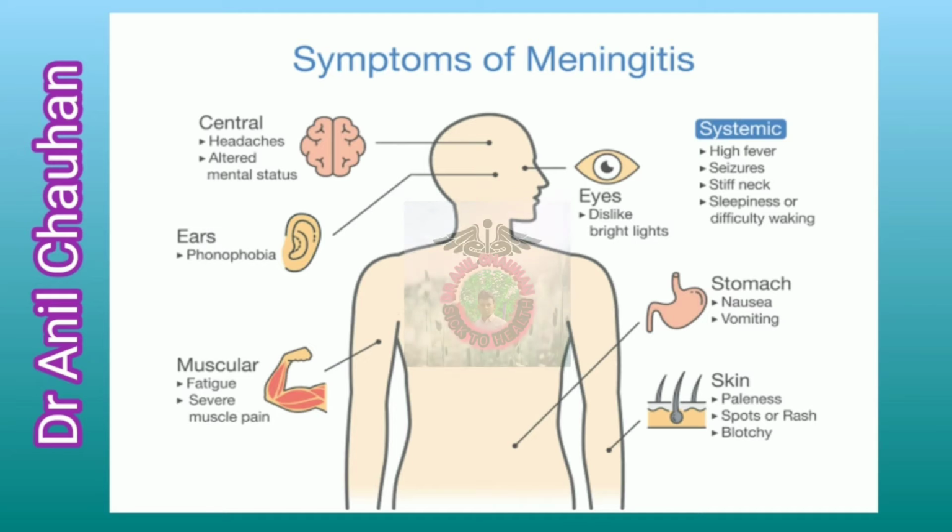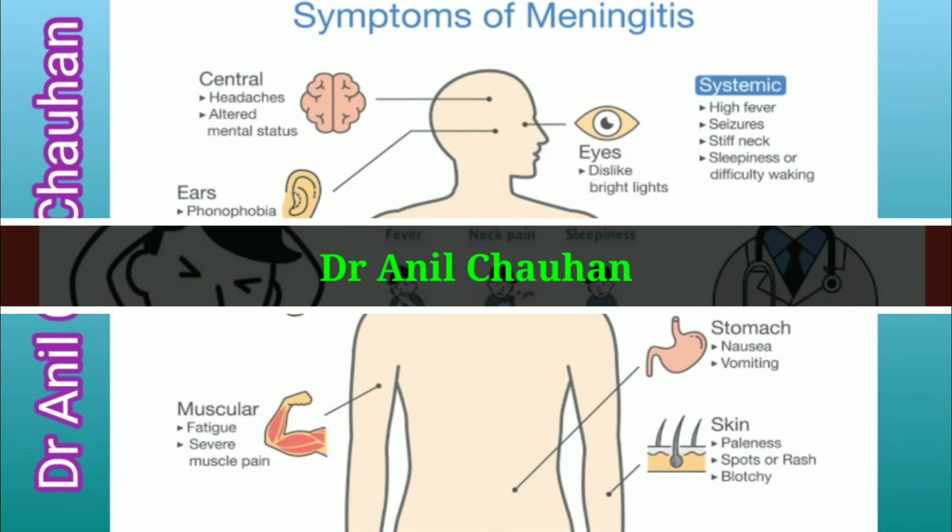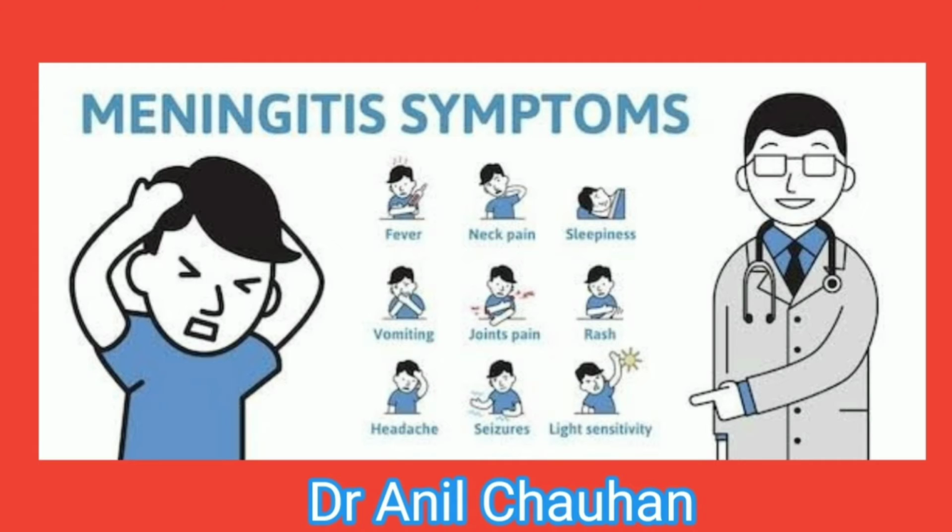What are the symptoms of meningitis? What are the effects of meningitis in the body? Central, ear, muscular, systemic, stomach, skin: headache, altered mental status, phonophobia, fatigue, severe muscular pain, nausea, vomiting, painless high fever, seizure, stiff neck. Sleeplessness, stiff neck with light sensitivity and joint pain are the most common indications.